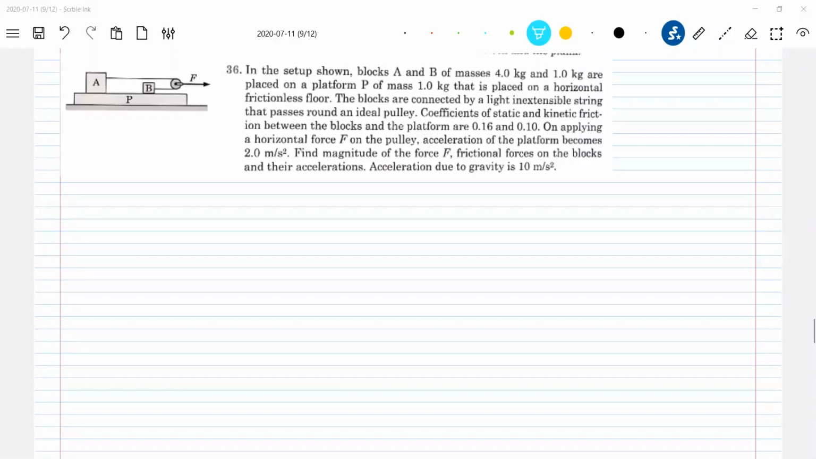Okay, now look at the acceleration of the platform becomes 2 meters per second square.